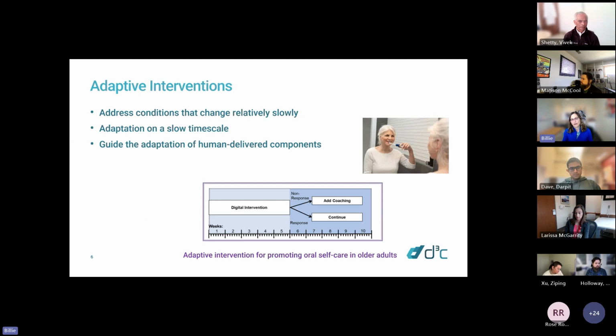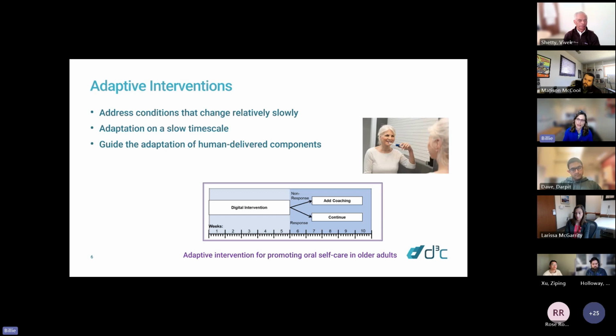Now, in standard adaptive interventions, or what we just call adaptive interventions, the goal is to address conditions that change relatively slowly over time. And when I say slow, and I know slow and fast is relative, when I say slow, I mean over a few weeks or every few months. And that's why in standard adaptive interventions, the adaptation happens on a relatively slow time scale. And these interventions typically guide the adaptation of human-delivered components or other components that can be adapted on a slow time scale.